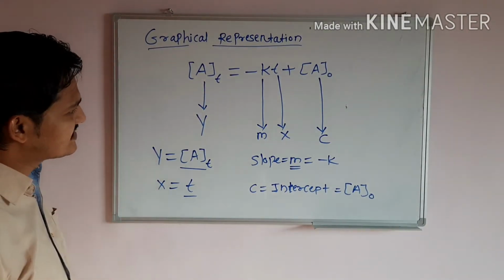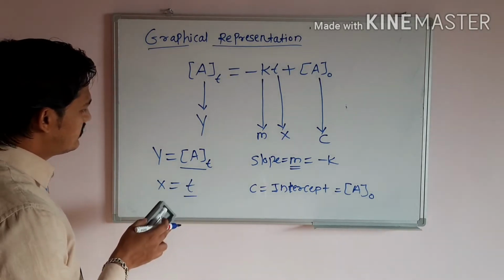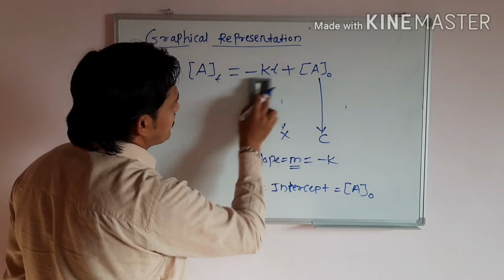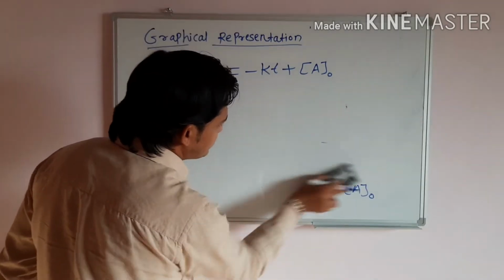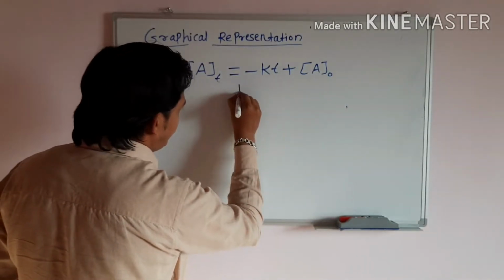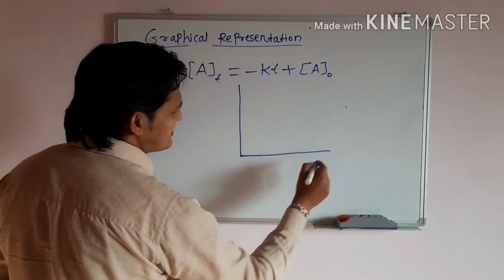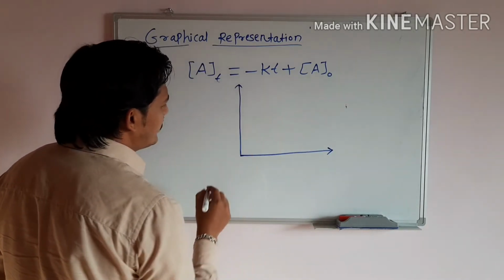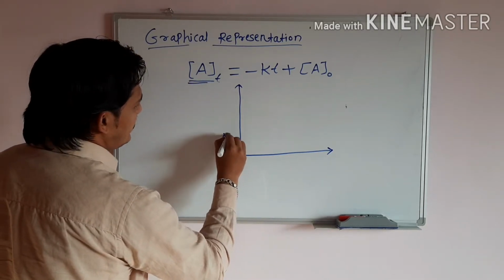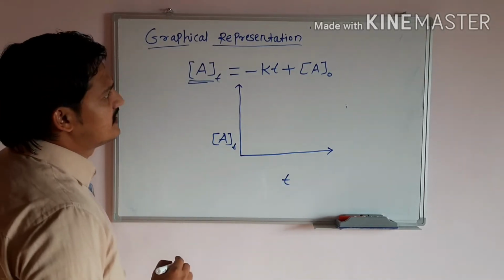Now, please take a screenshot of this basic data. Now we have to plot the graph At versus t. I am plotting here a single line. This is the y-axis, this is the x-axis. You already know what x and y are. So we have to plot At versus t.